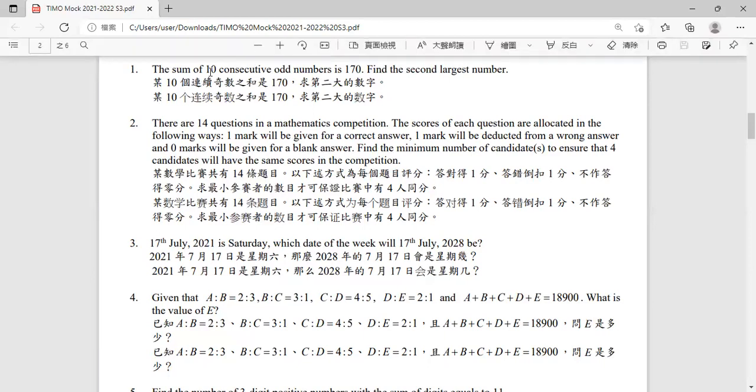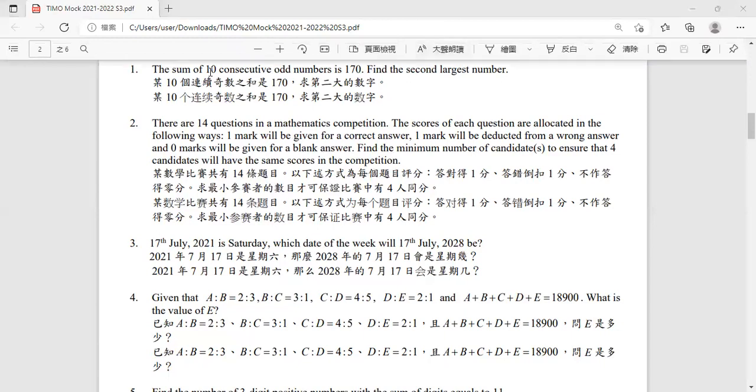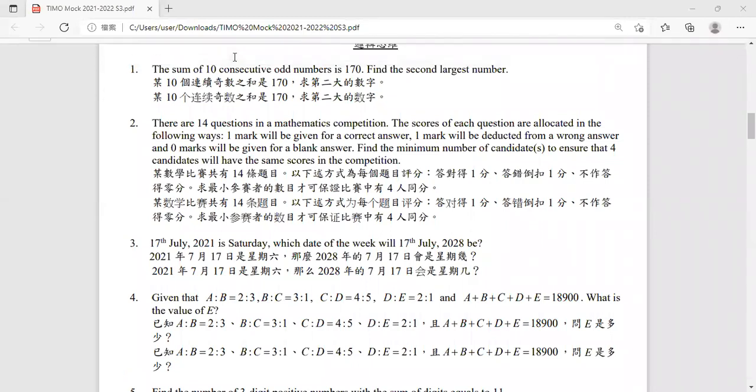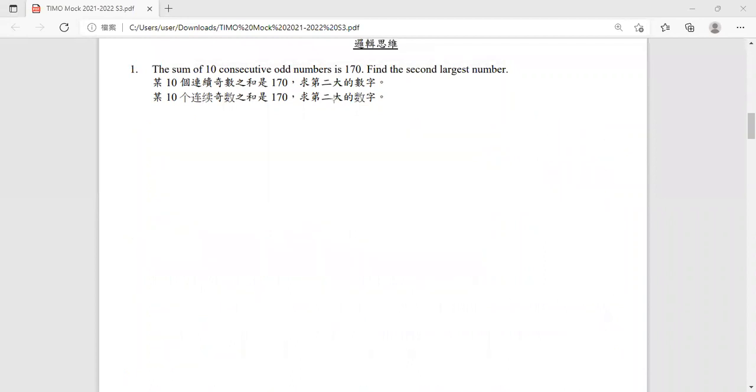The sum of 10 consecutive odd numbers is 170. Find the second largest number. So, okay, we do it here. Actually, it's very simple. You don't need to worry about it. You can do the algebraic method. It's very simple.